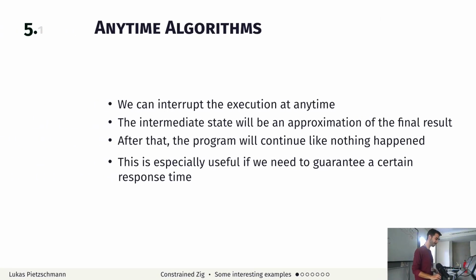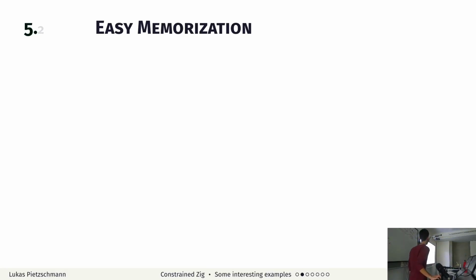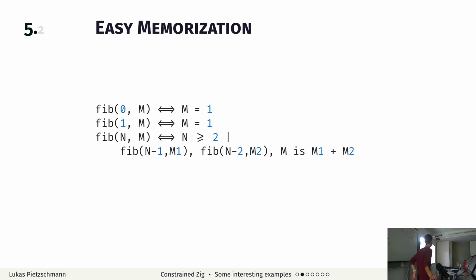All right. The next one is a bit nicer. In my opinion, it's memorization. So you all have implemented the Fibonacci sequence, probably kind of like this. We have two base cases for 0 and 1, where we just return 1, or we bind 1 to n. And then the more general case executes the same algorithm recursively for n-1 and n-2, and the results are added together.